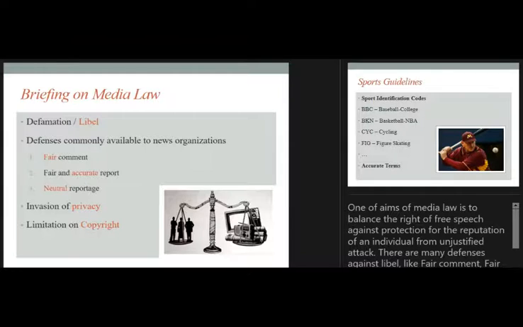Invasion of privacy. Publication of private facts, or unreasonable revelation of private facts, is the most common type, so the journalist should get the consent of the private individual involved in advance. And copyright is a federal law that gives creators of media the exclusive rights to copy, distribute, and mash up the things they create for a limited time.